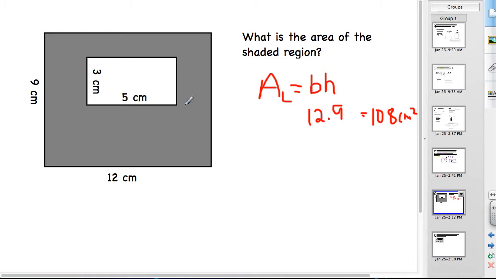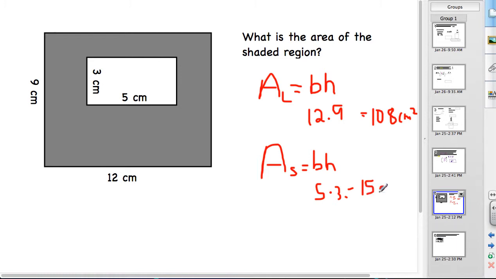Now we need to find the area of our small thing. First of all, we know it's a rectangle, so again, we are going to have to take the base of the rectangle times the height of the rectangle. If the base of the rectangle is 5 and the height of the rectangle is 3, we know that the area of our smaller rectangle is 15 square centimeters.